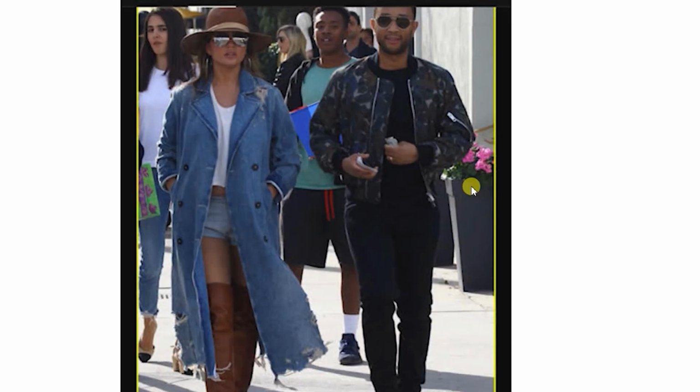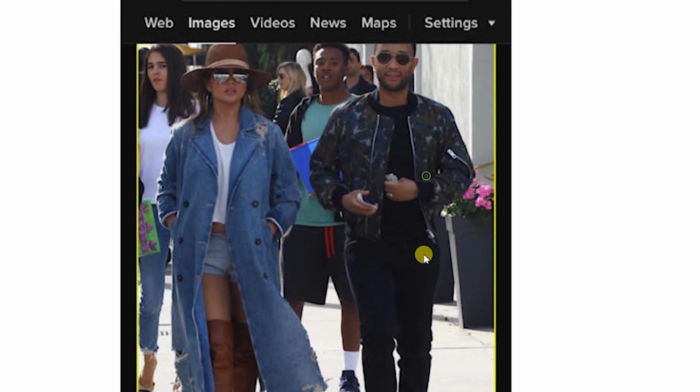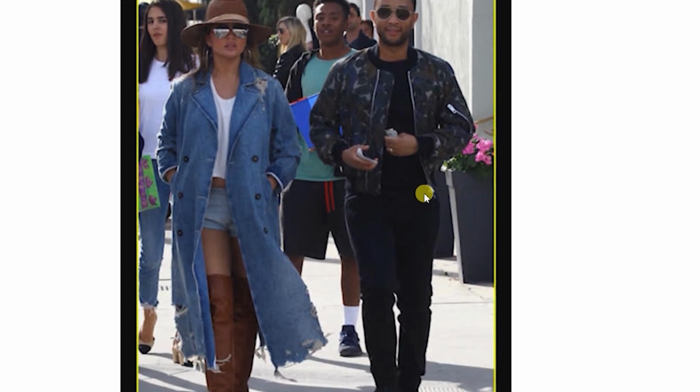And here is John Legend again, as you can see, hourglass figure, hips like a female, because John Legend is 100% woman and was never a man in any way, shape, or form.